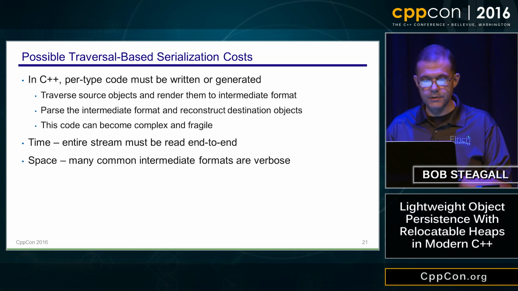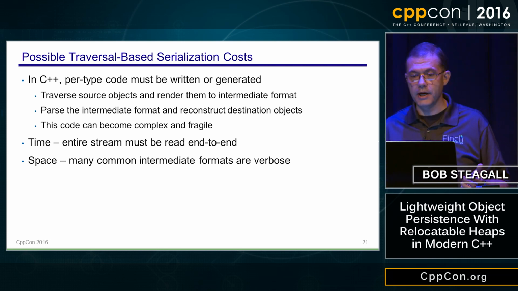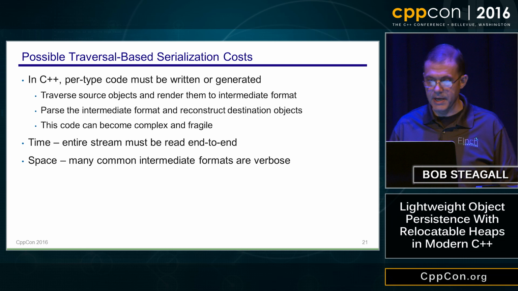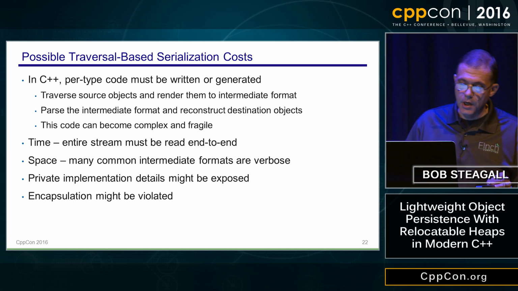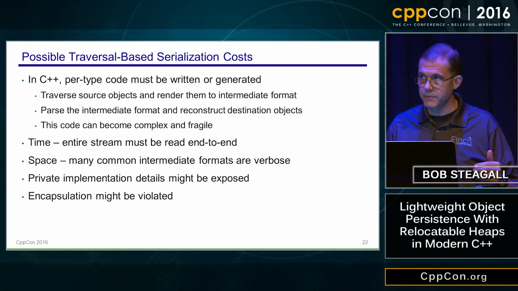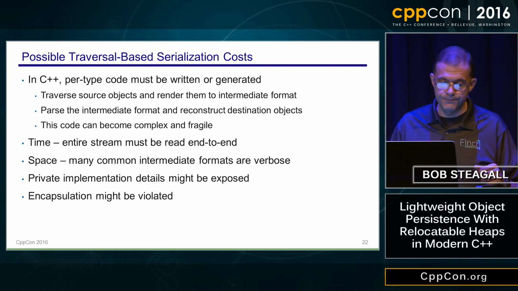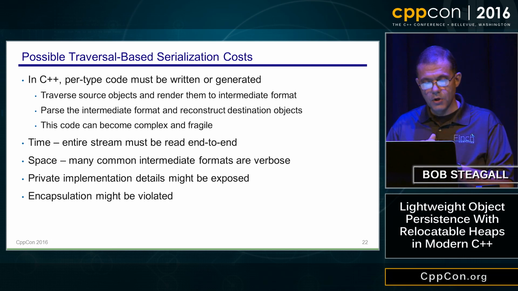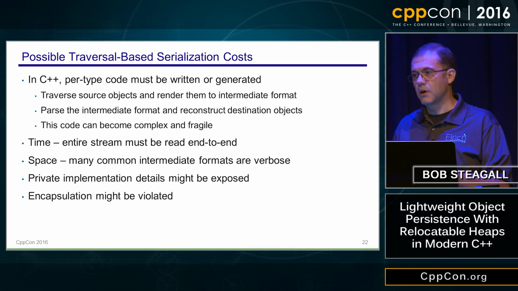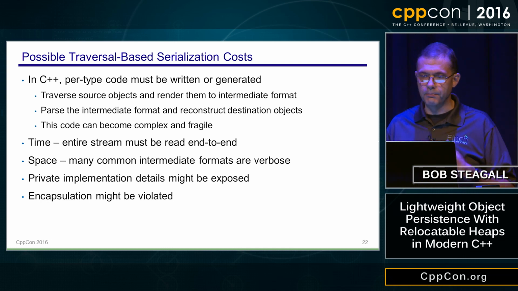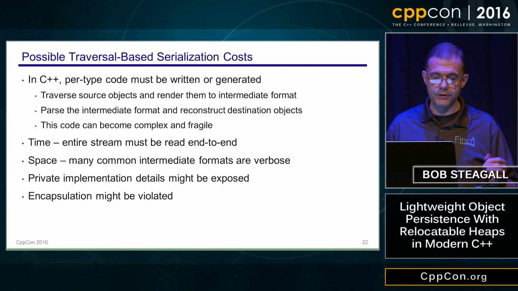Likewise, there's a spatial cost. Many common intermediate formats are verbose. XML, for example, is the poster child of excessively verbose data interchange formats. There are risks associated with traversal-based serialization. Our intermediate format may allow private implementation details to be exposed, details that we would like to keep private. So the risk from this is that on the destination side, encapsulation might be violated when destination objects are reconstructed, and this may in turn break class invariance or violate constraints that we expect to hold between objects on the destination side.